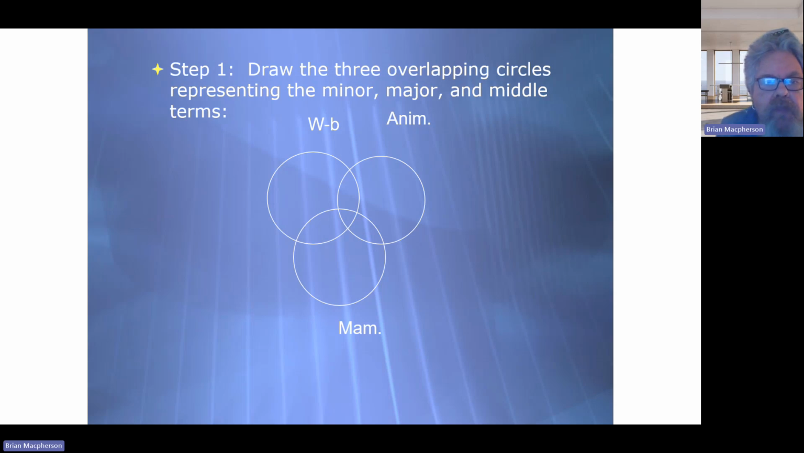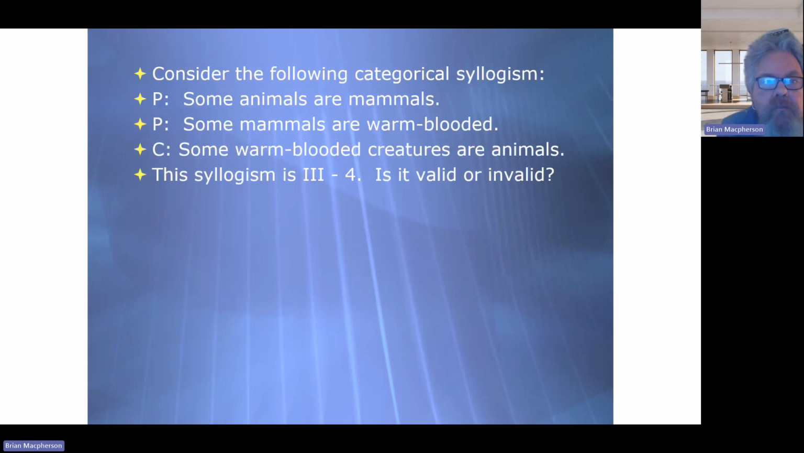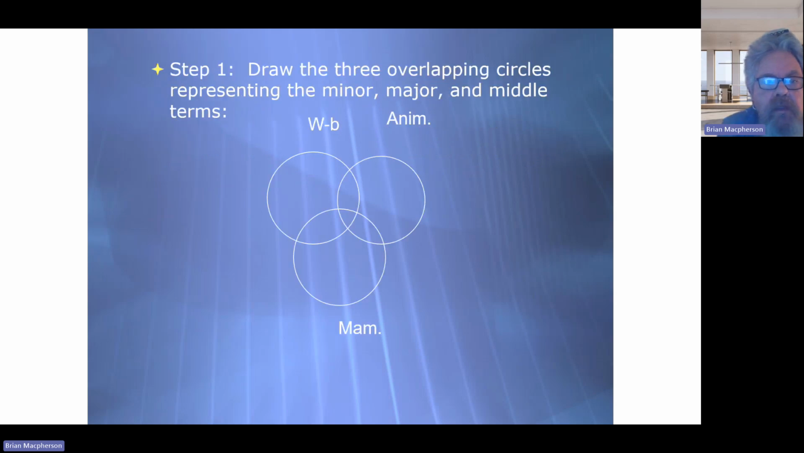So again, remember what I said. You put the circle for the middle term, mammals, on the bottom, and you put the subject and the predicate term on top, right? So we have the subject, predicate term and the middle term like this, and notice that they all overlap, right? Now what we need to do is to diagram in the premises, right? And if by diagramming in the premises we get the conclusion, then the syllogism is valid. If by diagramming in the premises we don't get the conclusion, then the syllogism is invalid.